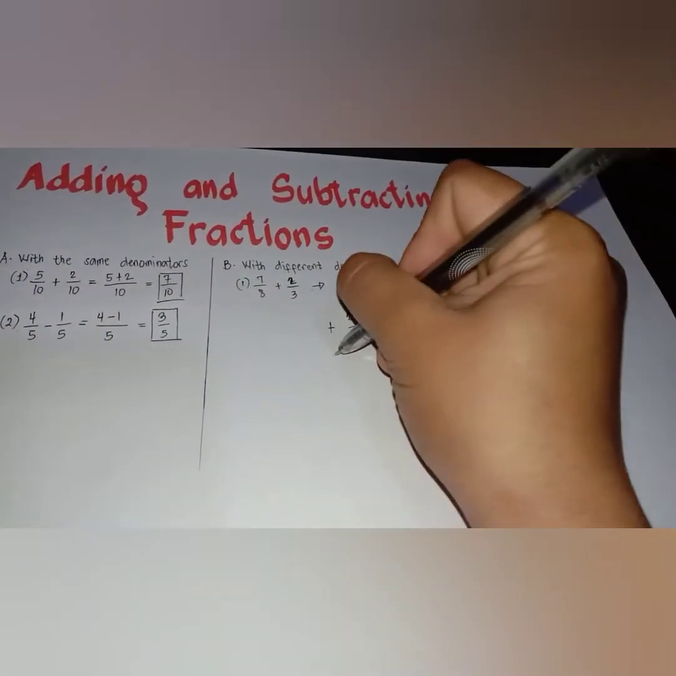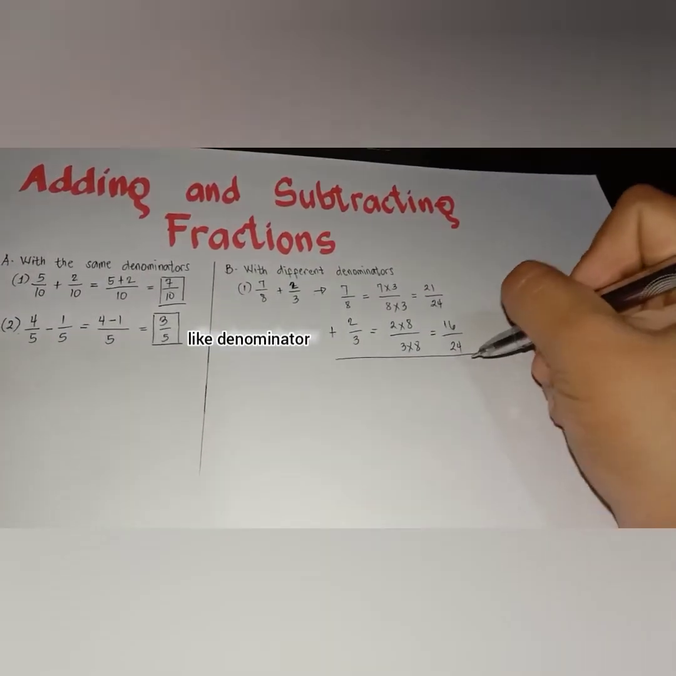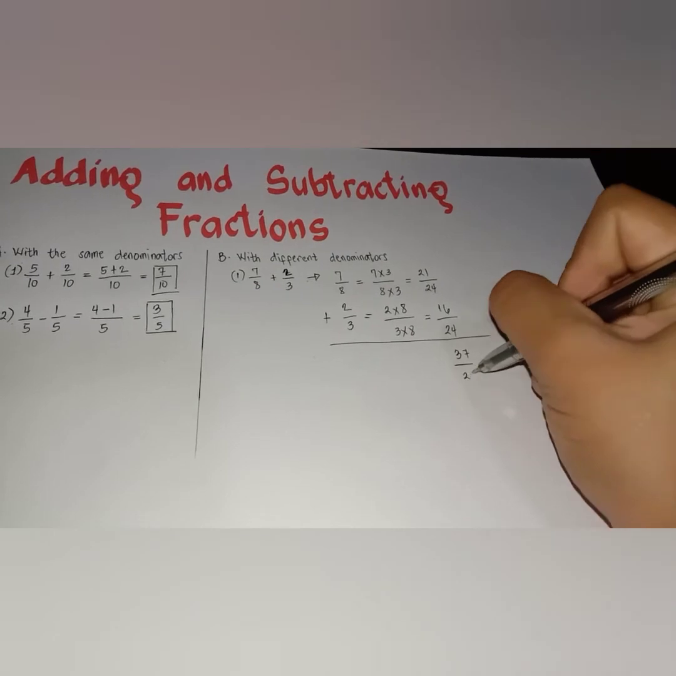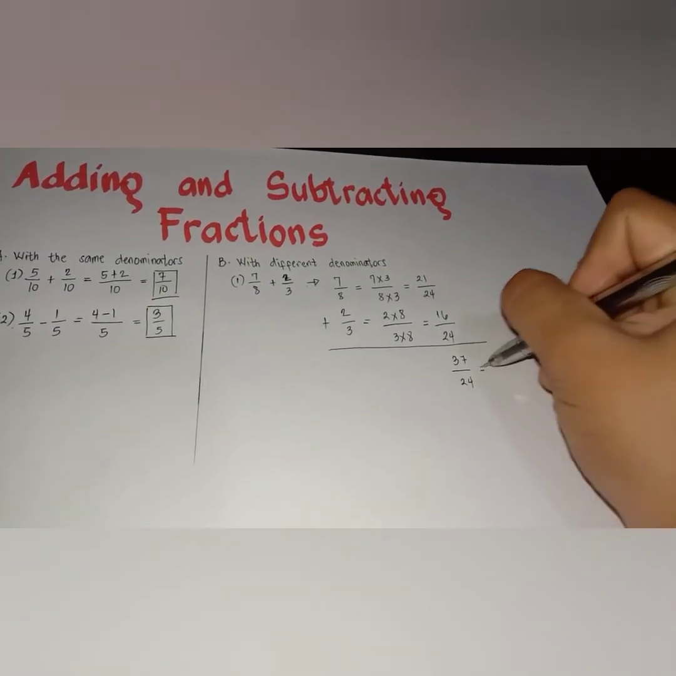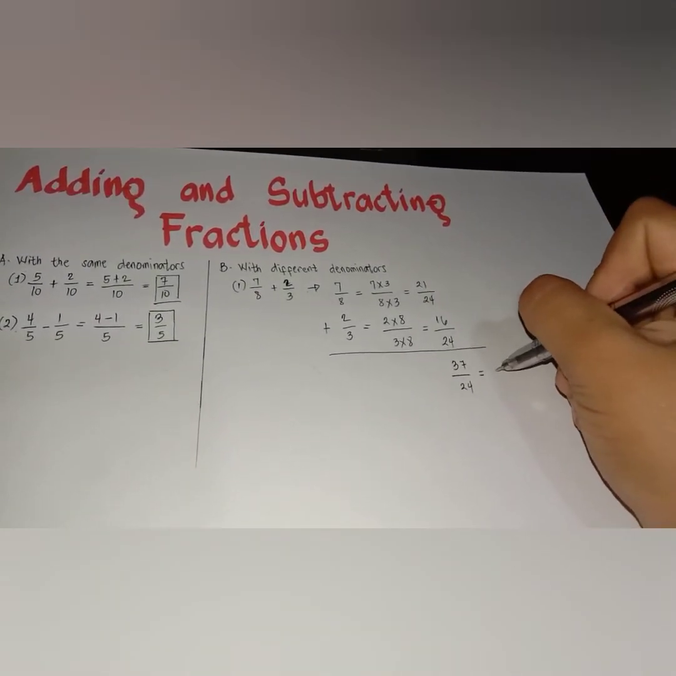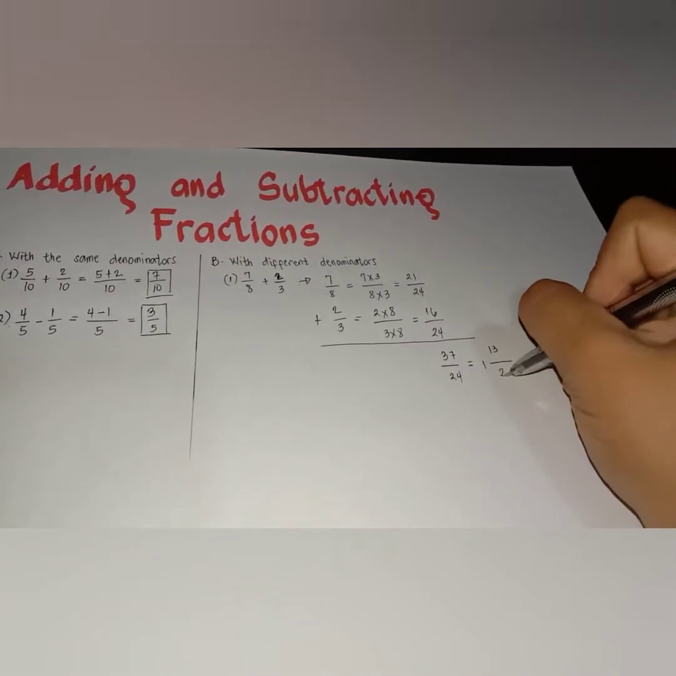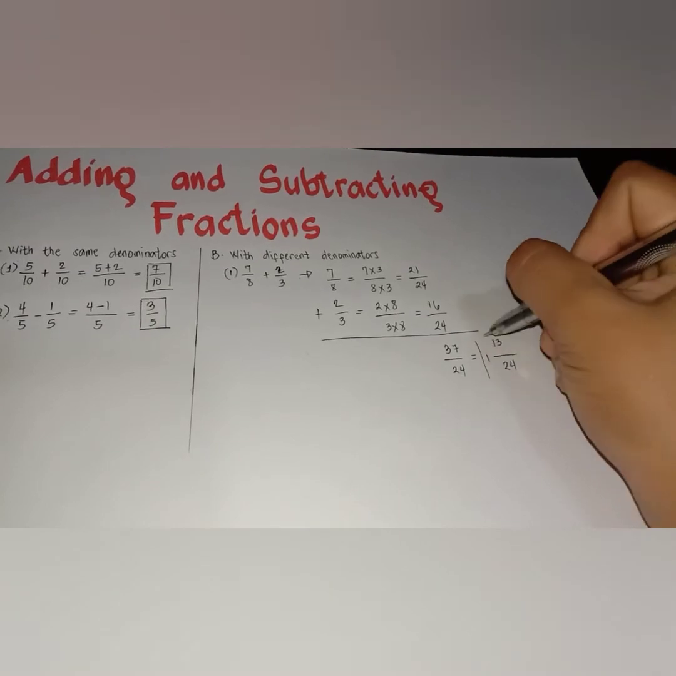And we get 24 as our common denominator. So 7 over 8 plus 2 over 3 is equal to 37 over 24. Or we can simplify it into a mixed fraction. The answer is 1 and 13 over 24.